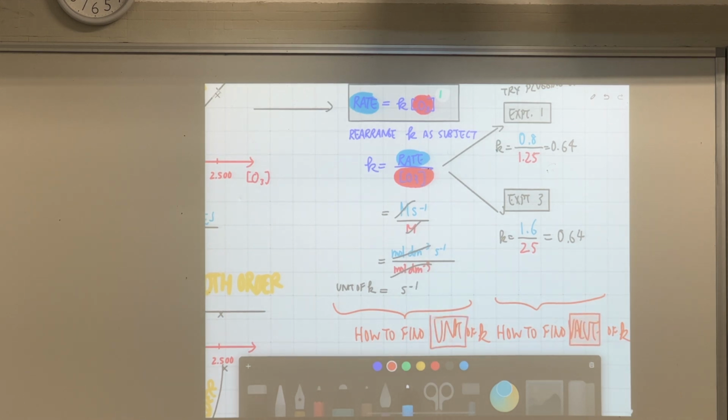So you see it's different, right? Why don't we use experiments 1 and 2? I'm just using 1 and 3 to show that any trial will still give you the same answer. It doesn't matter. You may as well use experiment 5. You can try. If you do 3.2 over 5, you will still get 0.64.